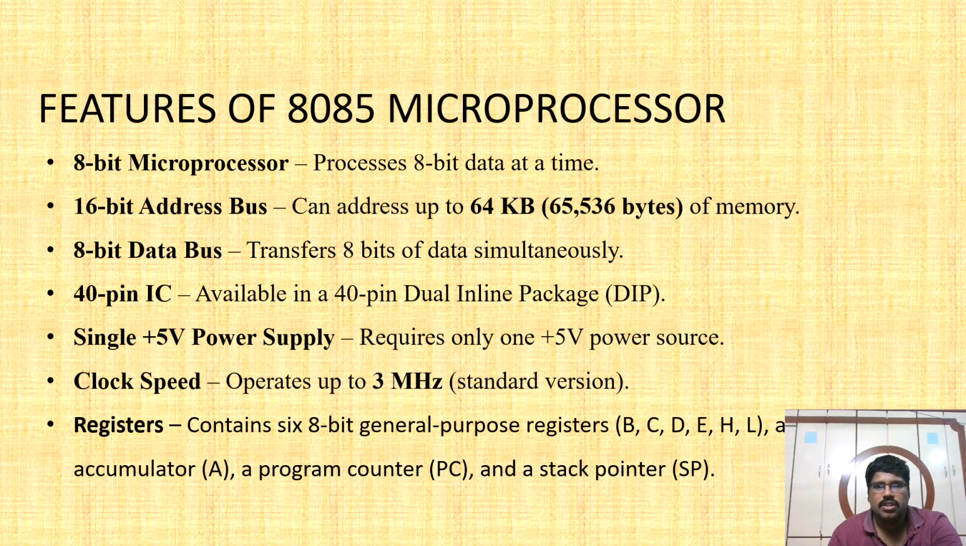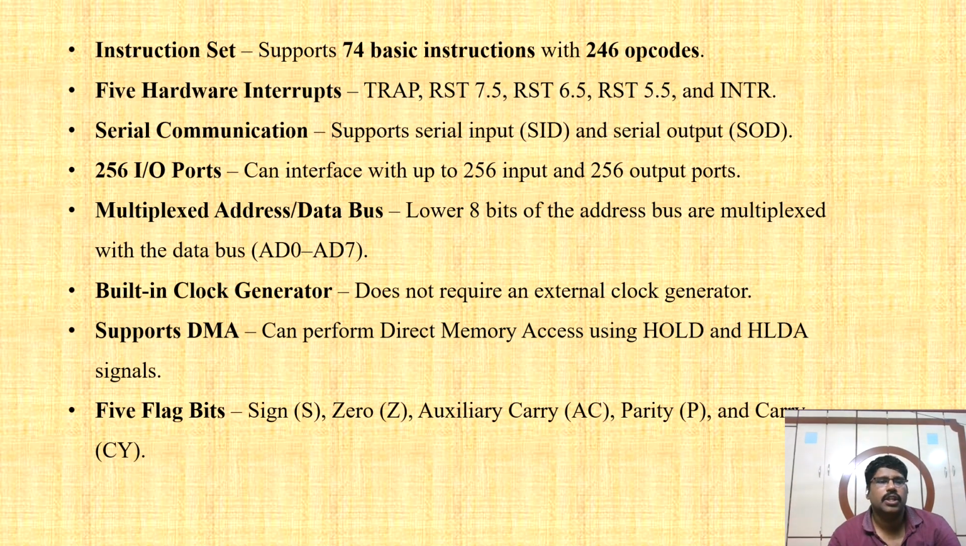Next, it consists of 6 registers that I have discussed already: B, C, D, E, H, L. These 6 registers are general purpose registers. Among them, we also have the program counter, accumulator, and a stack register. Coming to the instruction set, it supports 74 basic instructions. So the instruction set size is 74 instructions with 246 opcodes.